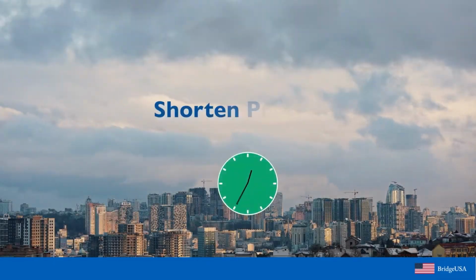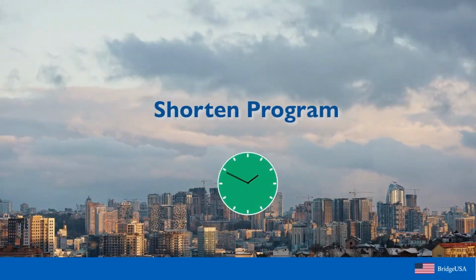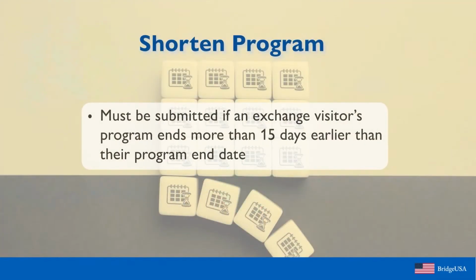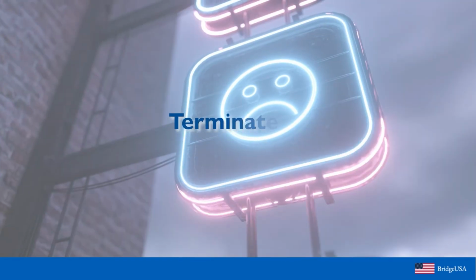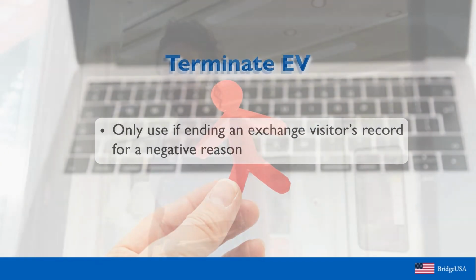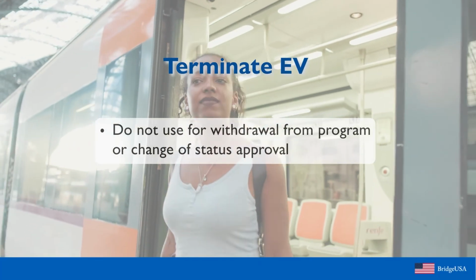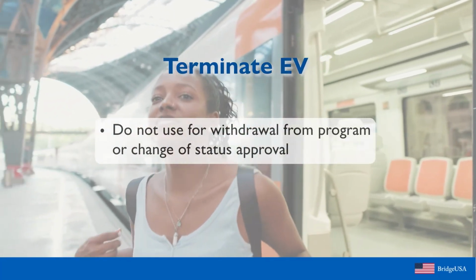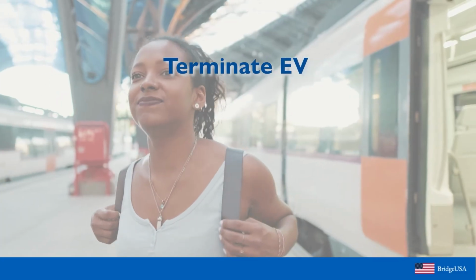The shortened program function should be used if an exchange visitor will end their program for a neutral reason more than 15 days prior to the program end date. The terminate EV function should only be used for negative reasons. For example, exchange visitors should not be terminated for withdrawal from program or change of status approved.